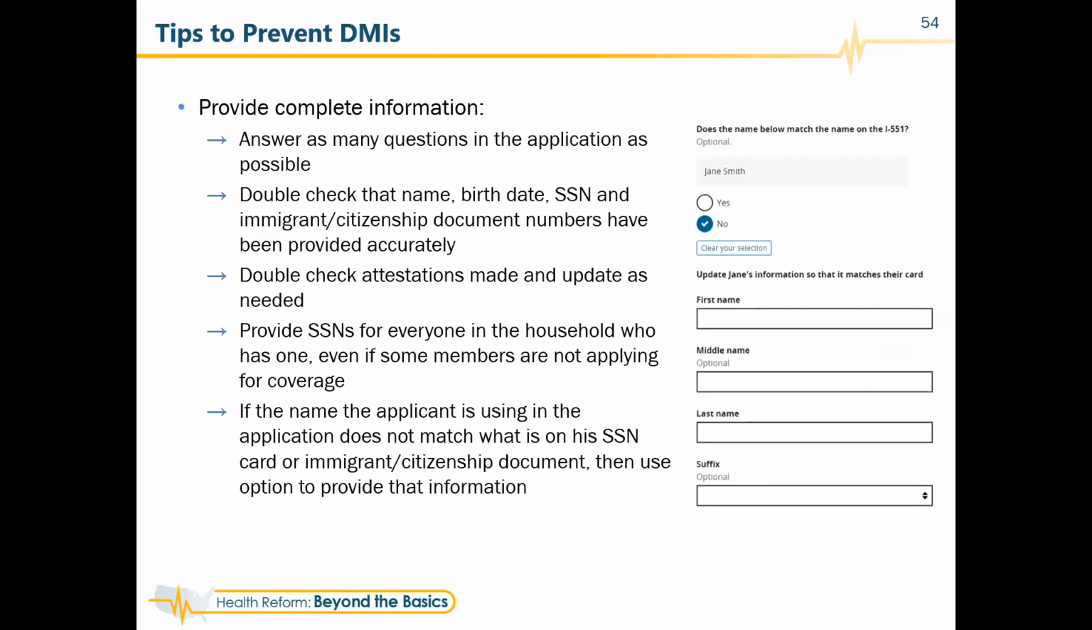We have some tips to prevent DMIs, and in the interest of time, I'm not going to run through all of these. Some of them we've already talked about as we were going along in the presentation, things like making sure that the name is as it appears on the document you're looking at. So if you're looking at a social security number and the name says Jane Smith, but the application says Jane Gonzales, you might say, oh, wait a minute, we need to provide the other name.